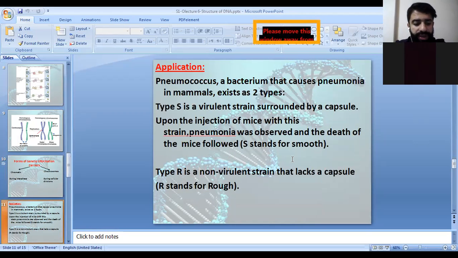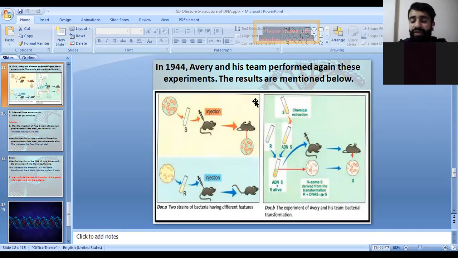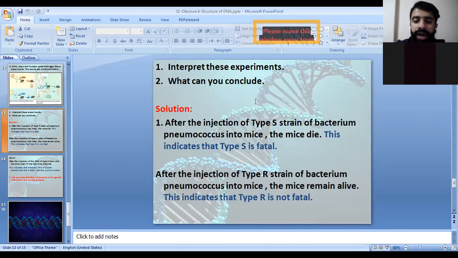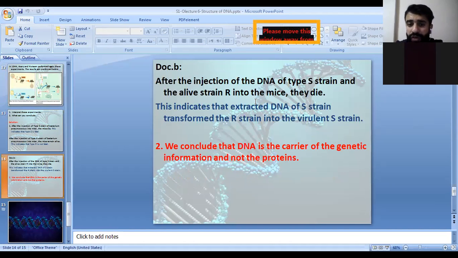Also, we identified the experiment done by Avery and his colleagues: type S is a virulent strain, and whenever it's injected, it causes the death, while type R is non-virulent and doesn't cause the death of the mice. Whenever we inject DNA from the S with the R, the DNA of the S converted the R into S, and this will cause the death. This indicates that DNA is the carrier of the genetic information, where the DNA of S transformed the R strain into the virulent S strain.